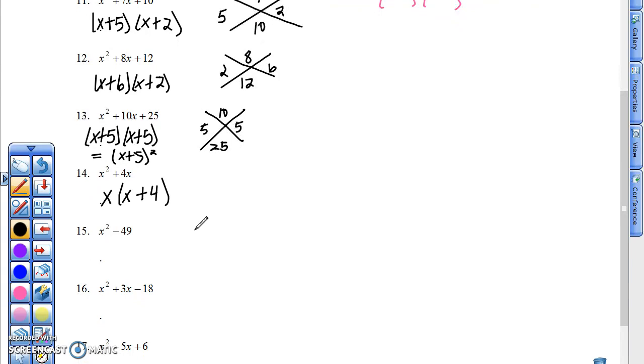This one, I have an x squared and a negative 49. So I need numbers that cancel when I add them and multiply to get negative 49. Well, since this is negative, I know that one of these is positive, one of them is negative. If they cancel out and I get 0 when I add them together, they have to be the same number. Square root of 49 is 7. X plus 7 times x minus 7.